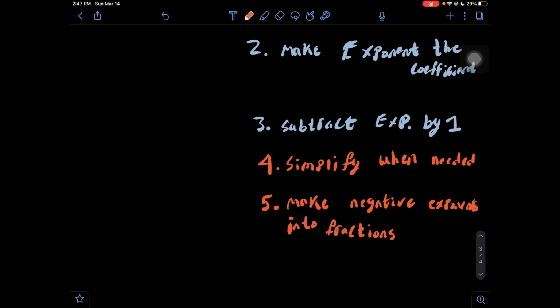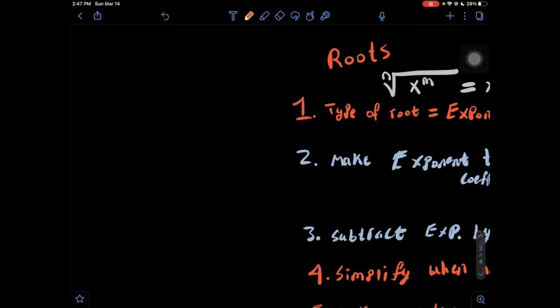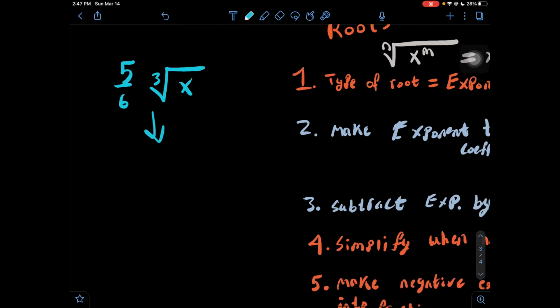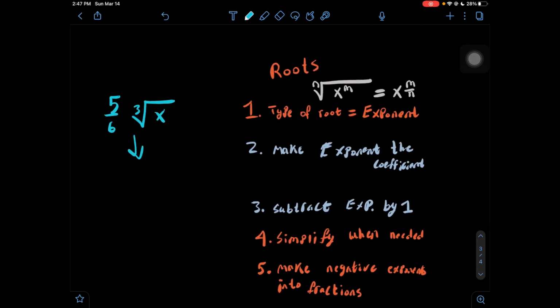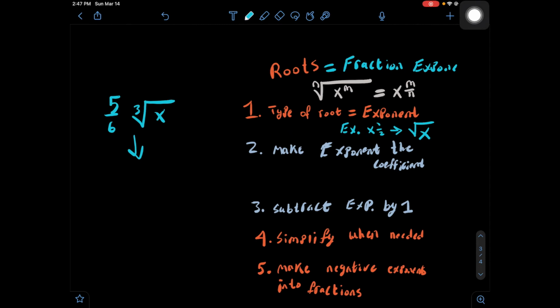Okay, so now let's go ahead and do a practice problem with roots. Here, you have a practice problem for roots which says 5 over 6 cube root of x. We want to find the derivative using the power rule, and we're dealing with roots, so we're going to follow our steps. The type of root equals our exponent. Remember, as I said, I'll write this as an example: x to the power of 1/2 just equals square root of x. And we can write roots equal fraction exponent. So when you have a fraction exponent, you should already be able to determine that this is our root.